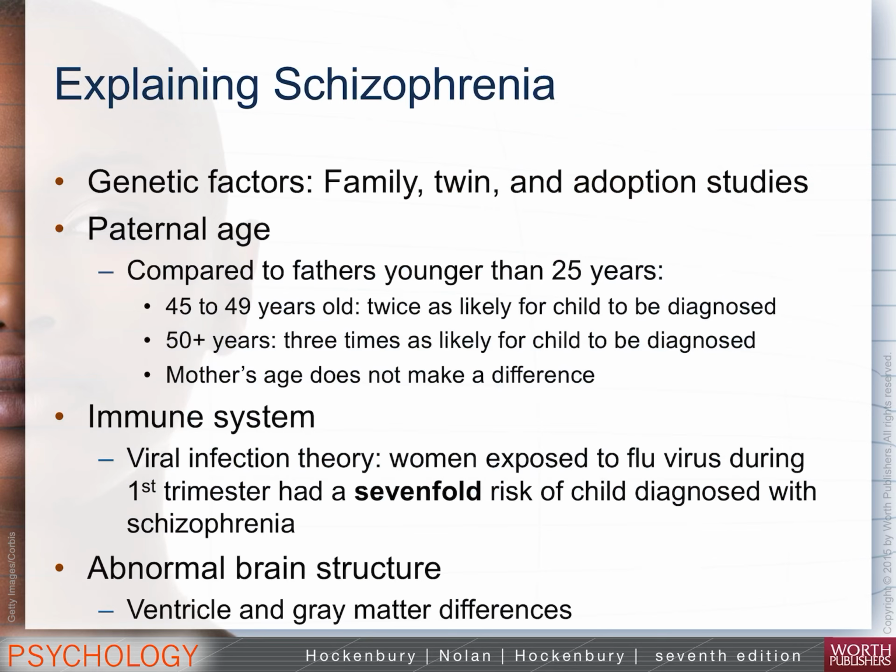Now, we do know that there are some brain structure differences in people with schizophrenia versus people who don't. About 50% of people with schizophrenia show some type of brain structure abnormality, so about half of them. The most consistent finding is that their ventricles, which store the cerebral spinal fluid, are enlarged.